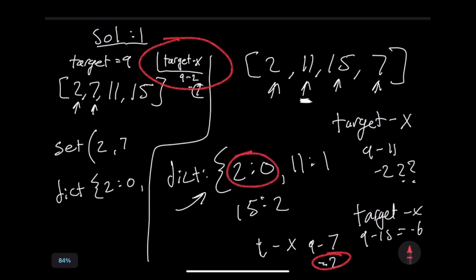So now we know that we have this 7 that we just found at index 3, and this 2 we found earlier, which is at index 0. So then in this case, we could return 0 and 3, and we have it.